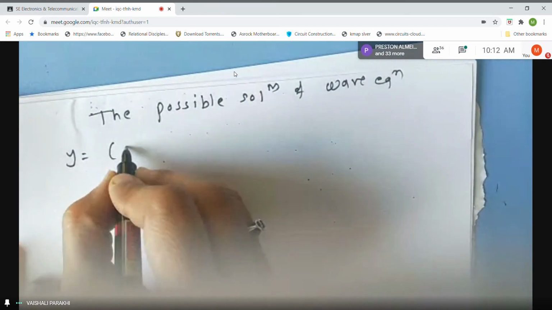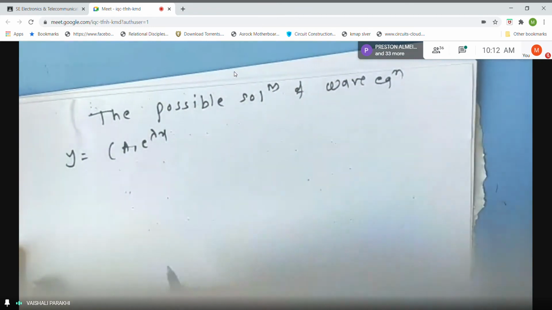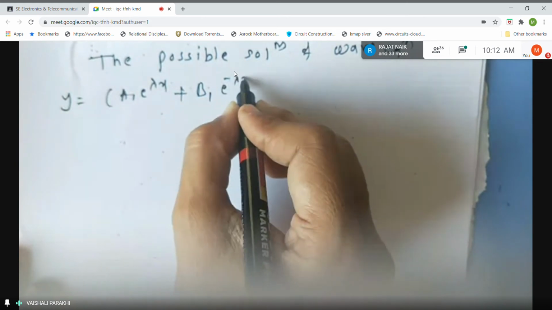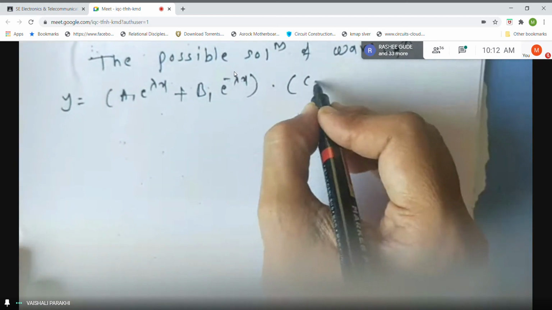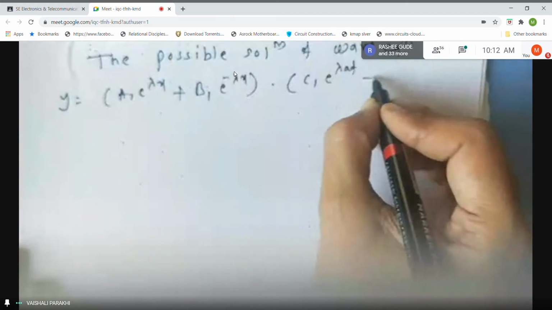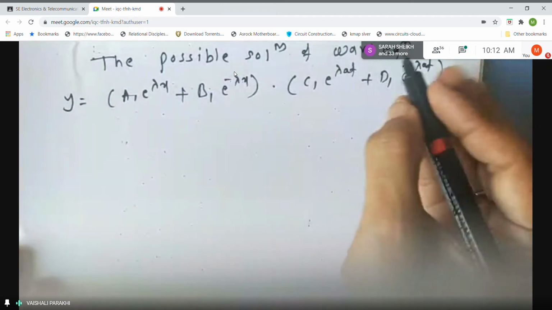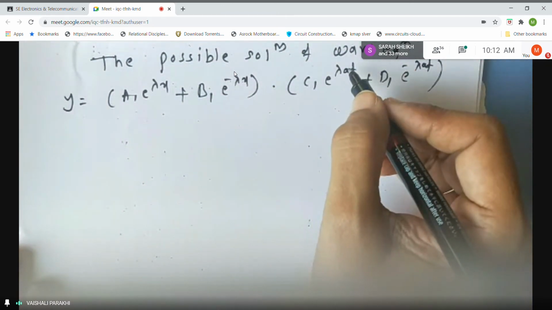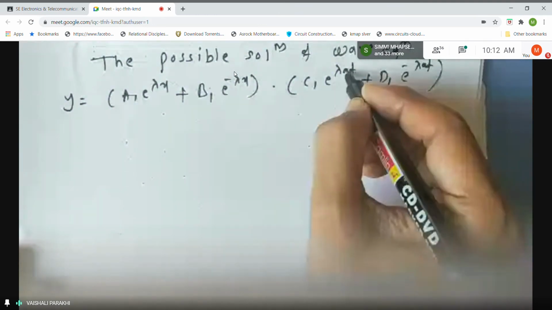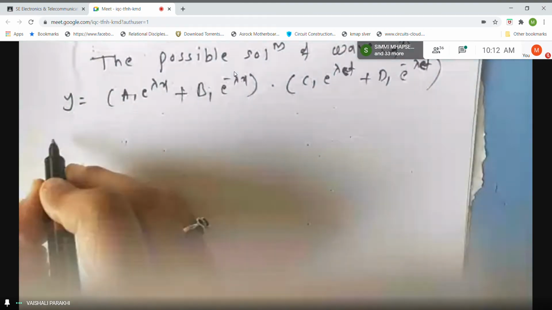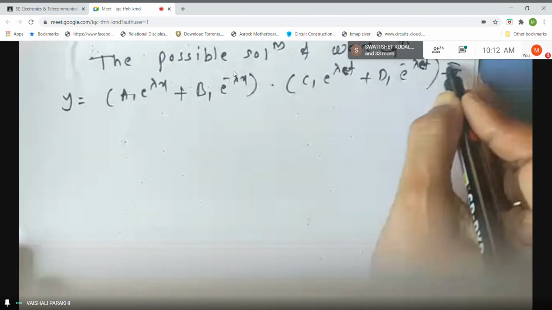See, a1 e raised to lambda x plus b1 e raised to minus lambda x, into c1 e raised to lambda ct plus d1 e raised to minus lambda ct. What is the letter we are using here? C, no? C1 or C, any letter you can use which you are referring. So this was our Roman 1.